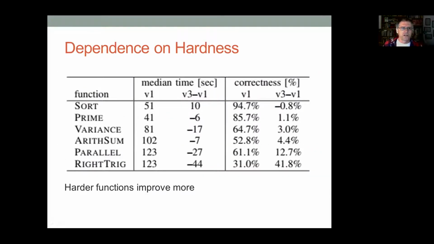Interestingly, the difference is also dependent on the absolute hardness. For example, for functions that took more time to understand, the difference when given intermediate variables with meaningful names was also bigger. Likewise, for the functions where initially the percentage of correct answers was low, again, the improvement was bigger. So harder functions improve more.